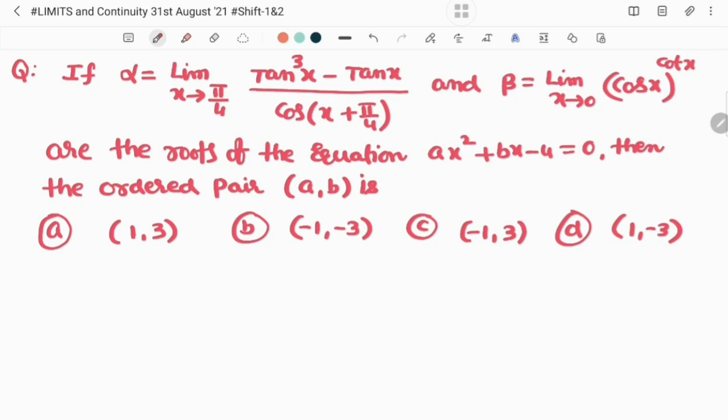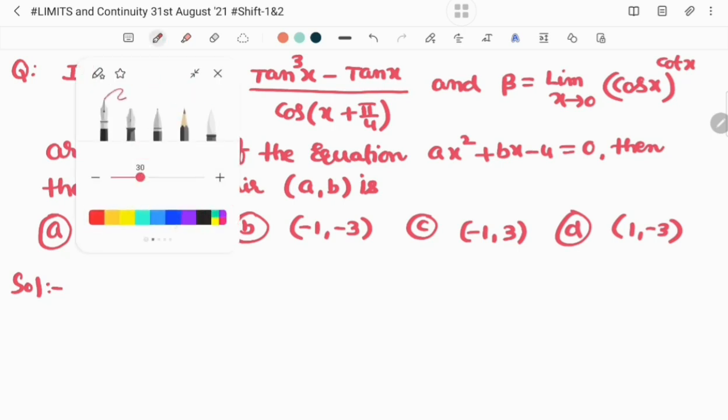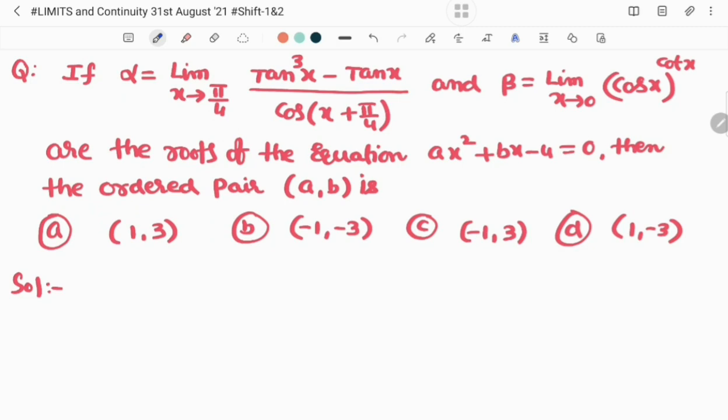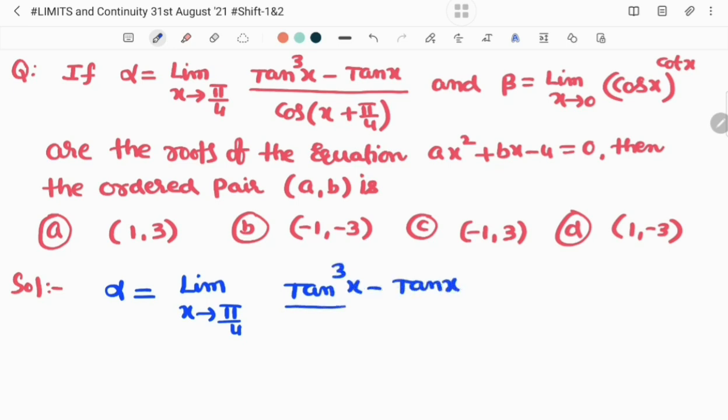It's a very good question. It is related to quadratic equations as well as limits. Let us have a discussion of the answer here. First we need to discuss the first limit. So the first limit we are considering here, alpha equal to limit x tends to pi by 4 of tan cube x minus tan x divided by cos of x plus pi by 4.